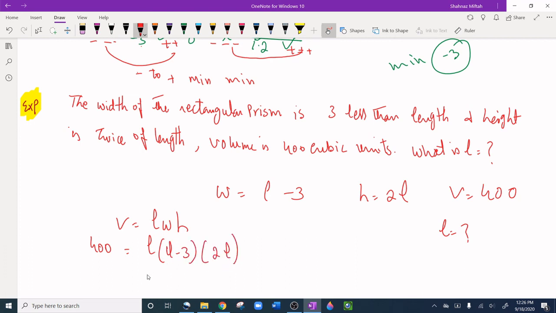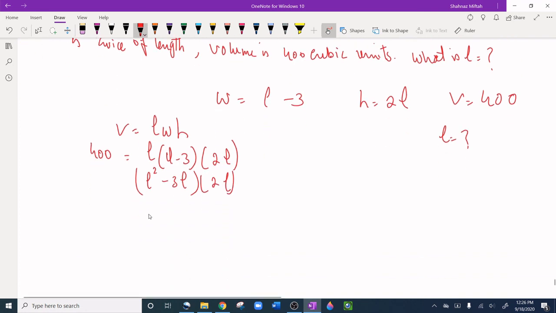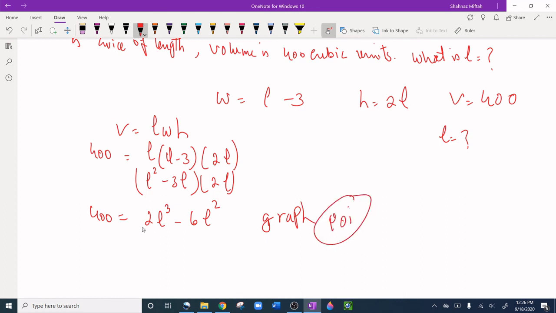So I'm going to do L squared minus 3L. I multiply and then we have a 2L. Now I'm going to distribute one more time. 2L cubed minus 6L squared. And I still have that 400. Now I'm going to graph this and we will find the point of intersection. So graph y1 and y2, and you find the point of intersection, which is going to be L. So your L is 7.04.